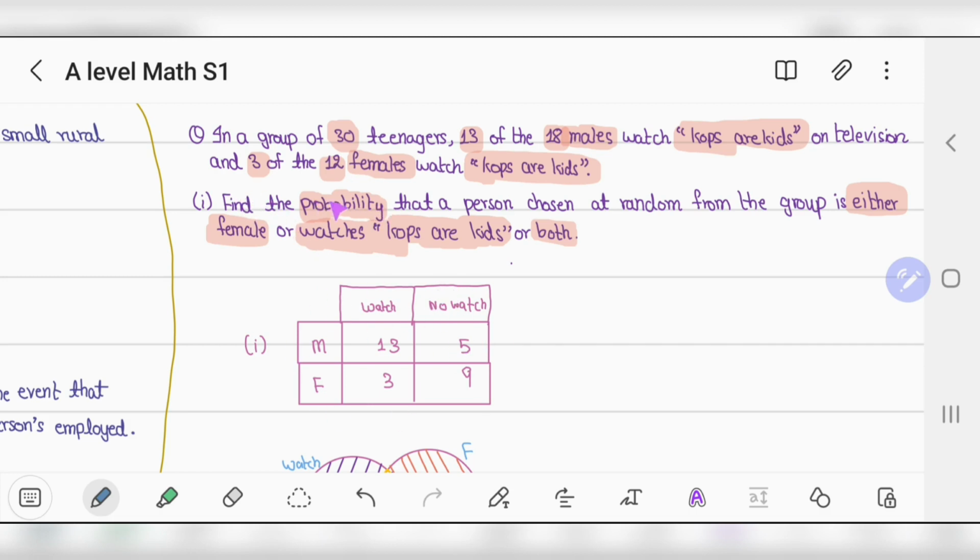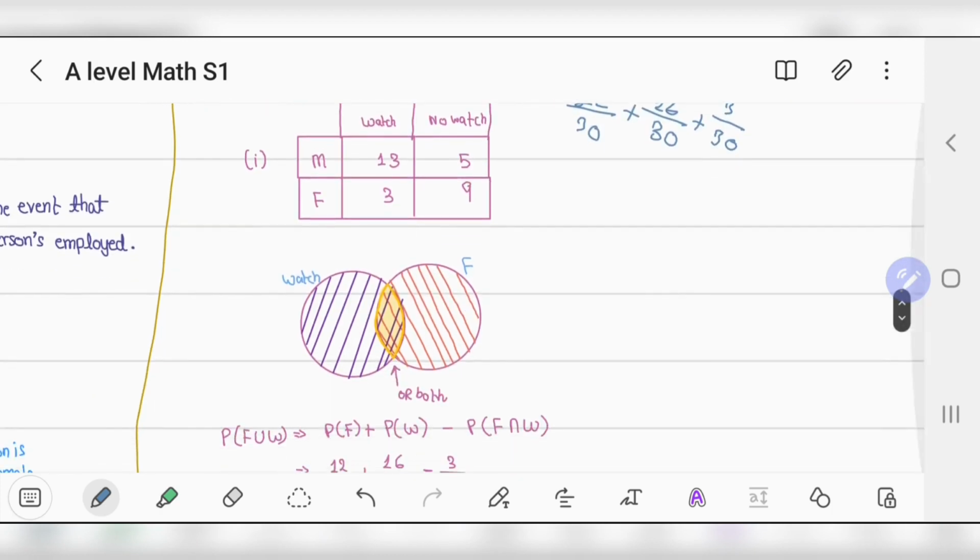After making this, now we need to find the probability that a person chosen at random from the group is either a female or watches. First of all, it's saying that it's a female, right? It's a female, which means I'm going to take 12 upon 30, then saying or, which means plus, watches cops or kids. So watches cops or kids, I'm going to take this, so it's going to be 16 upon 30, or both means it's a female and it watches. So female and it watches, so 3 upon 30, and I think this is the answer.